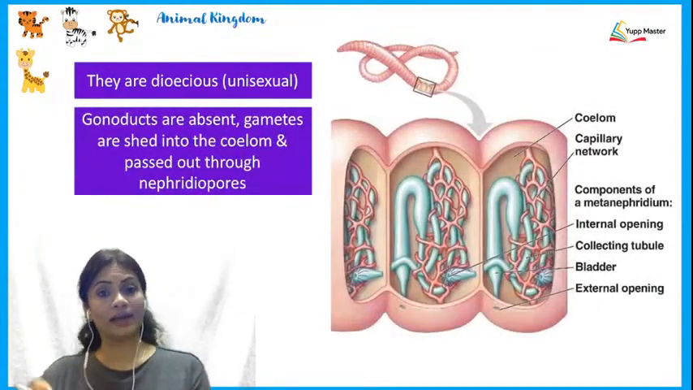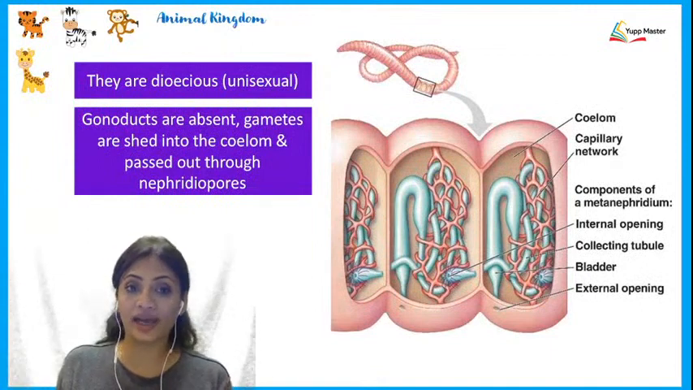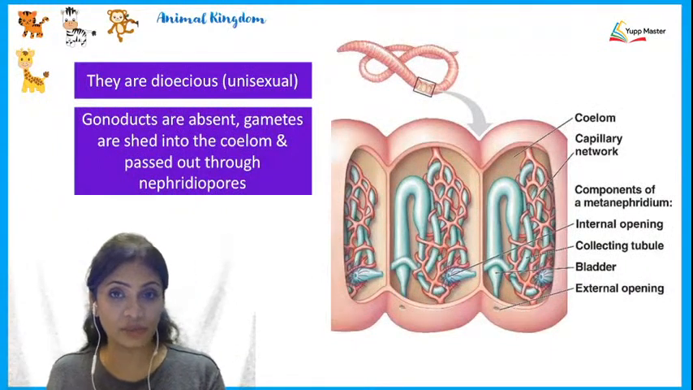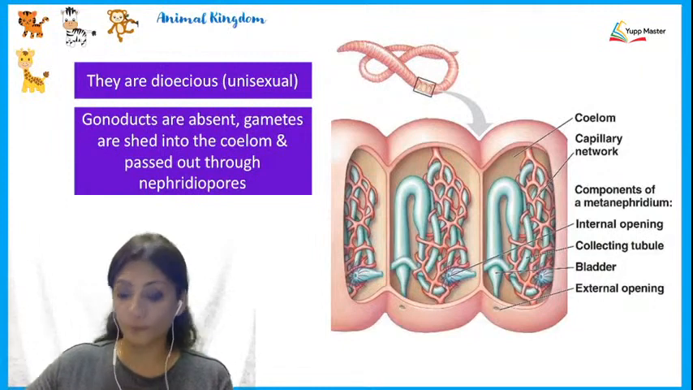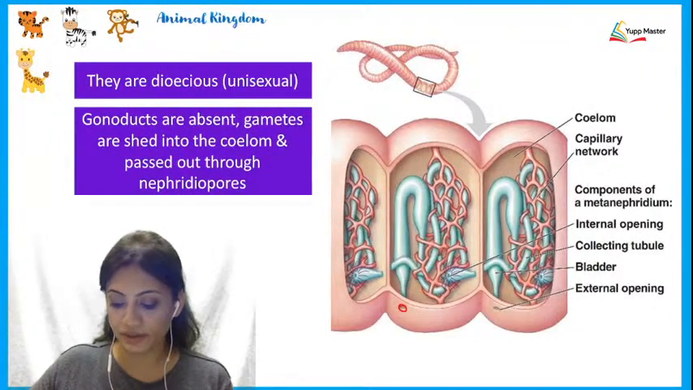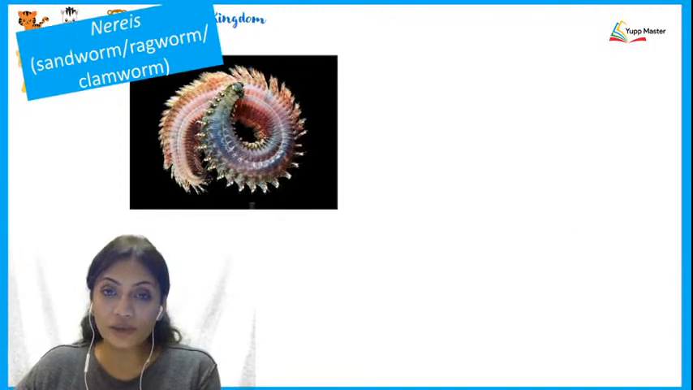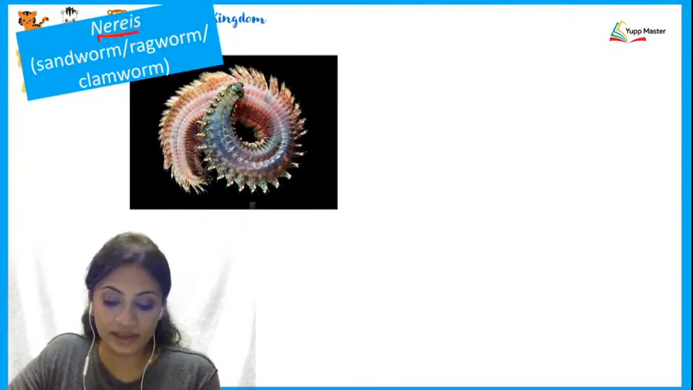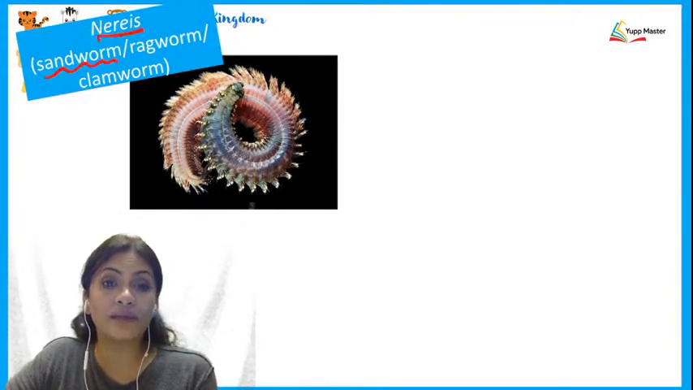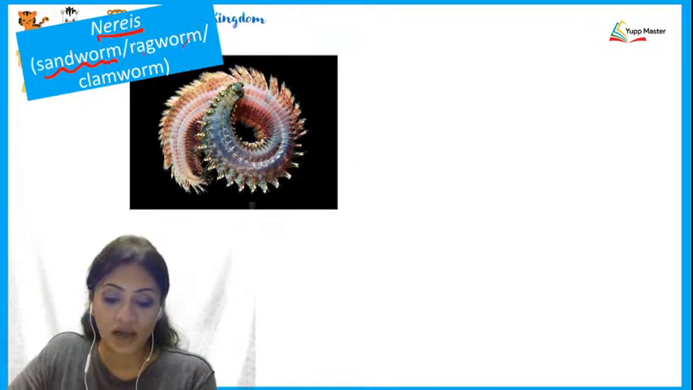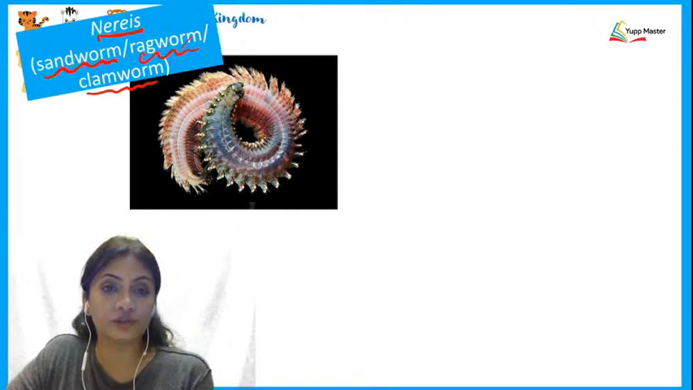Just a little while back, I told you that they are dioecious, and those nephridiopores that I was speaking about would be like the pores which are present here. Next, the examples found in this class would be the Nereis, commonly called the sandworm, a ragworm, or a clamworm.